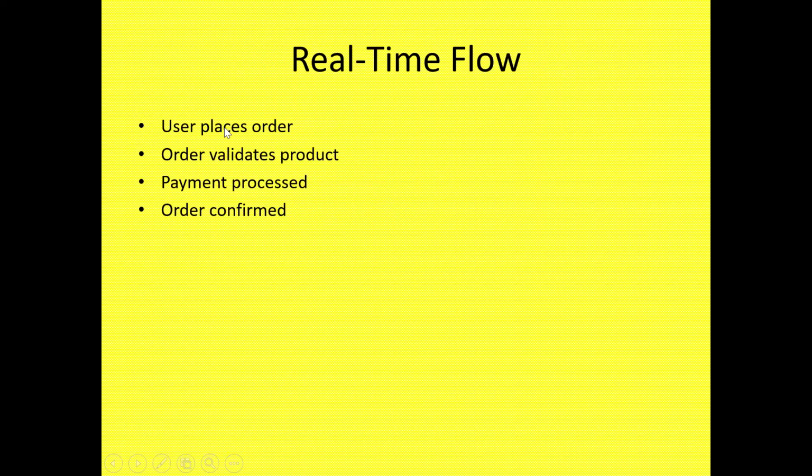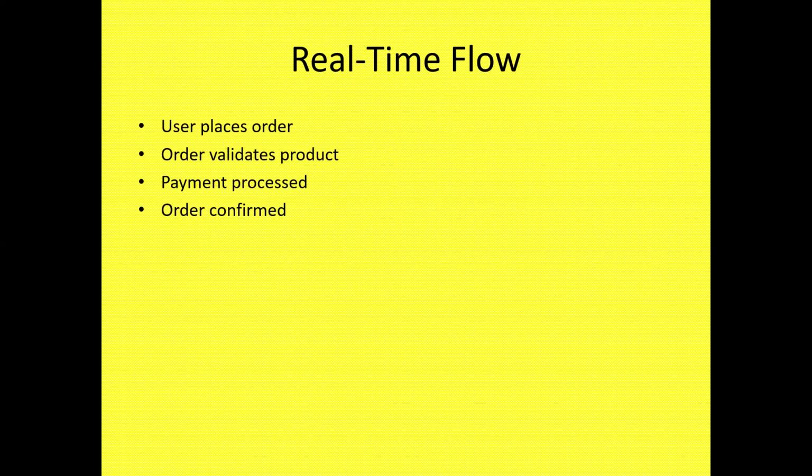Real-time flow. User places an order. Whenever a user places an order, first what will they do? See, you go to Swiggy, you are placing an order. Okay, let's take an example. When you place the order, what are all the things that will happen in the backend? First, they will check whether the product is available or not. Am I right or wrong? Right. So the order validates the product.